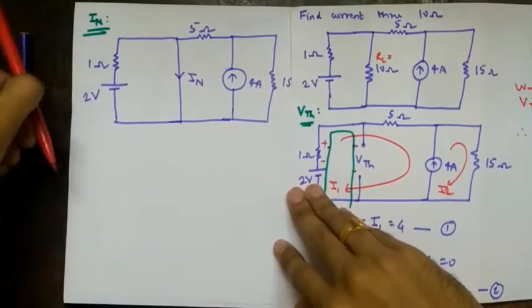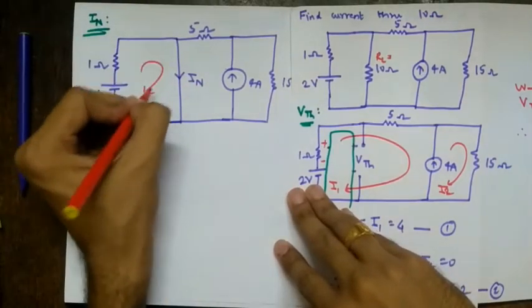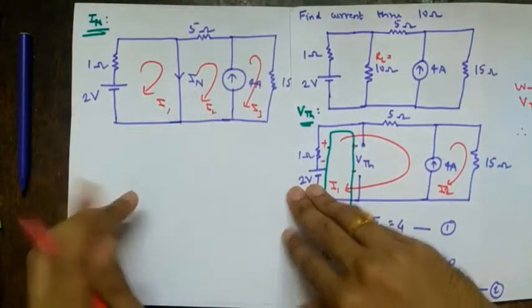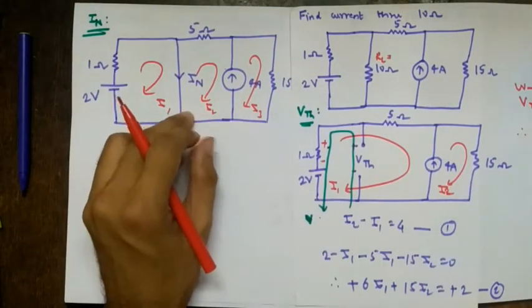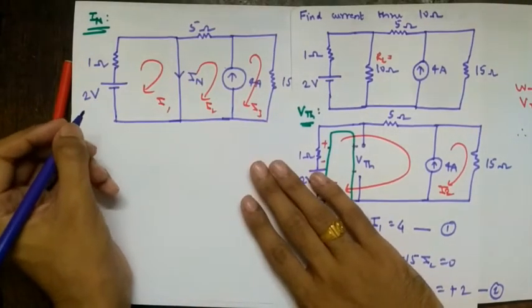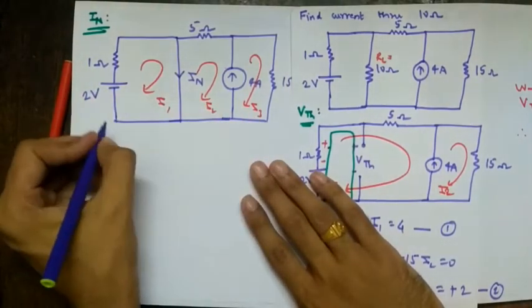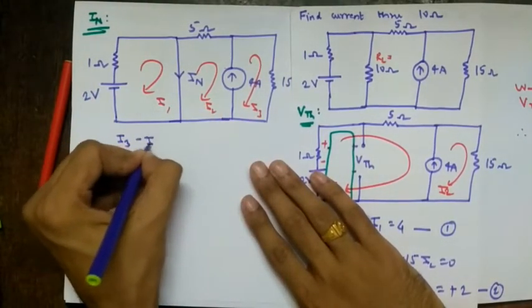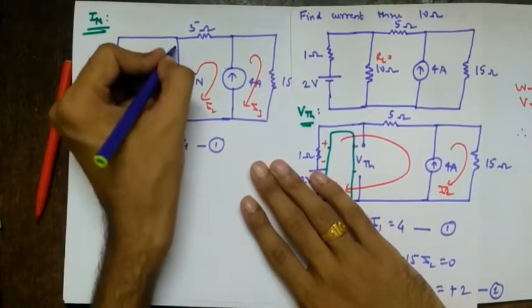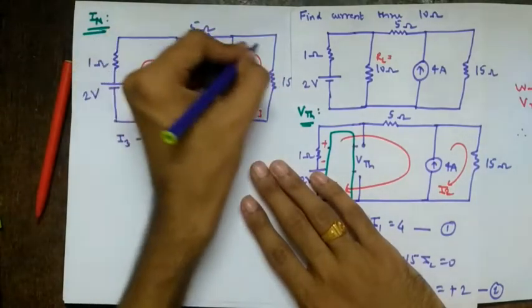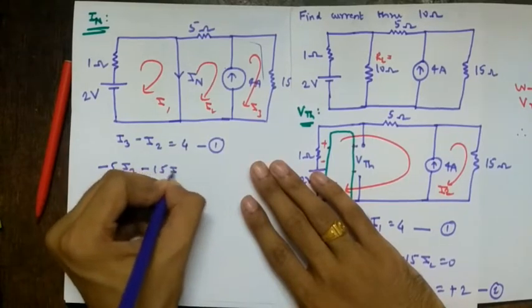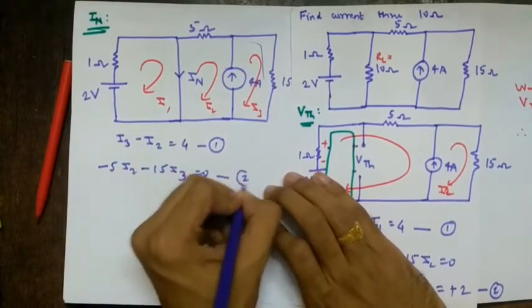So what can we do? We can take 3 currents, I1, I2, I3. You see that whether you are using Thevenin's theorem, Norton's theorem, whichever theorem, mesh analysis is very important. So make sure you are very well versed with mesh analysis. Again, this forms a super mesh. So I3 minus I2 equals 4, equation number 1. Then apply KVL to this super mesh: minus 5 I2 minus 15 I3 equals 0, equation number 2.